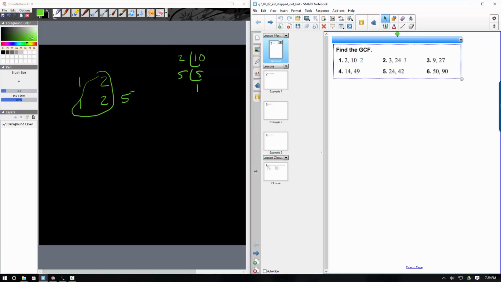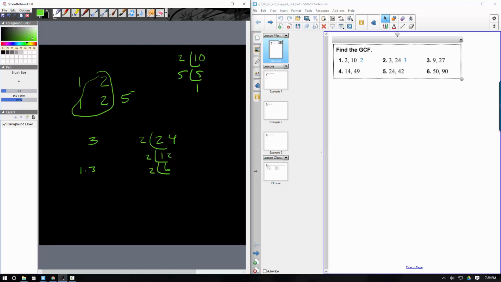So let's look at the next one here. And we have 3 and 24. And of course I have 1 times 3. And then my prime factorization of 24 would be 2, 12, 2, 6, 2, 3, 3, 1. And so I'm going to put that down here, and I'll put down my 1 times 3 times 2 times 2 times 2. And so my greatest common factor would be my 3.